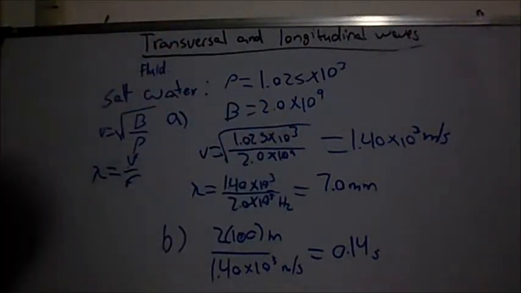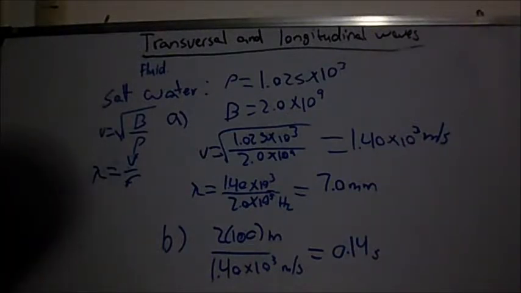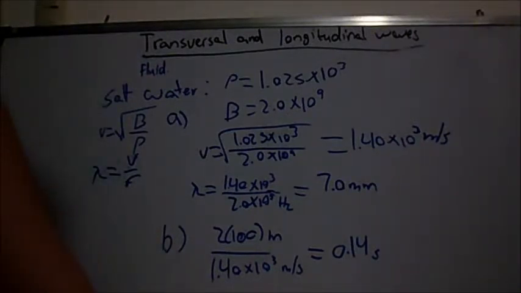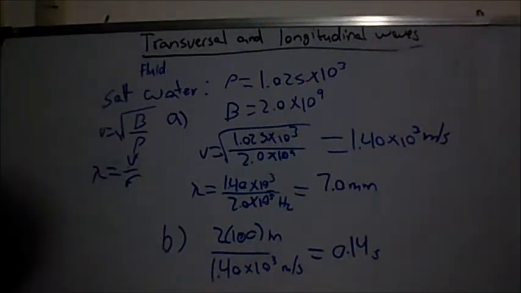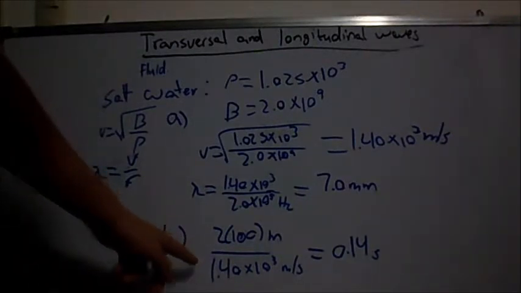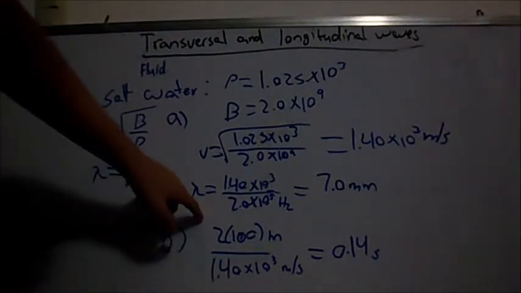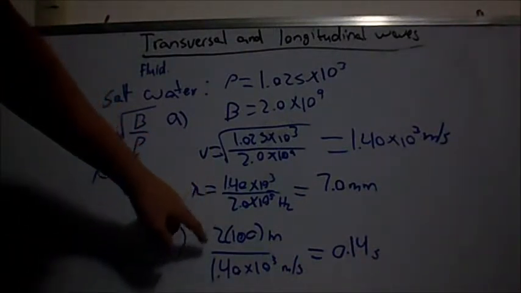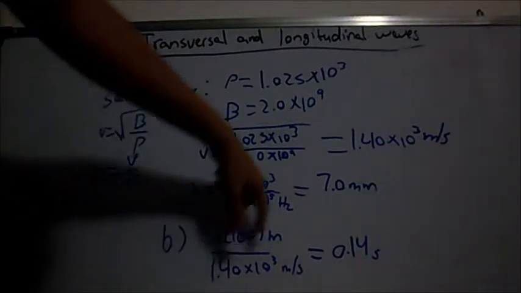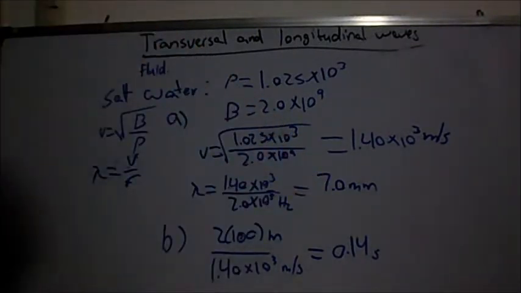Now for the second part of the problem, you just multiply the distance the wave traveled times 2, since it's on its way to the location and back to the whale, and divide it by the velocity, because it's a normal time equation. It's 2 times 100 meters, so 200 meters divided by 1.4 times 10 to the third equals 0.14 seconds.